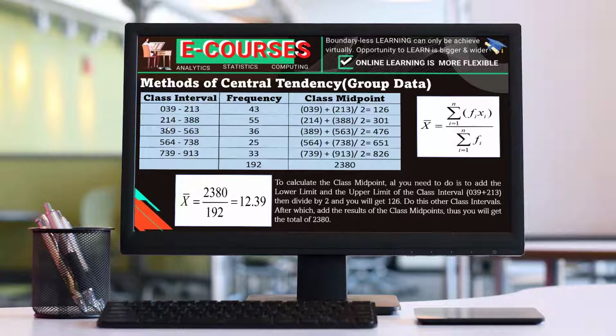Alright, so you need to sum 126 plus 301, 476, 651, 826, and you will get 2,380. Okay, so to calculate the average for the grouped data, all you need to do is divide the two. Okay, 2,380 divided by 192, you will get 12.39. So that is the average. Alright.